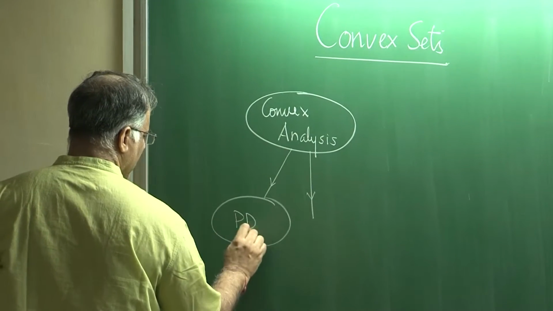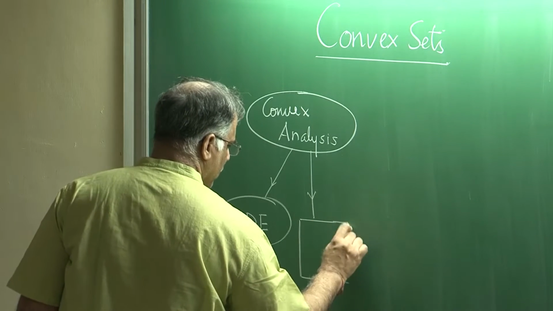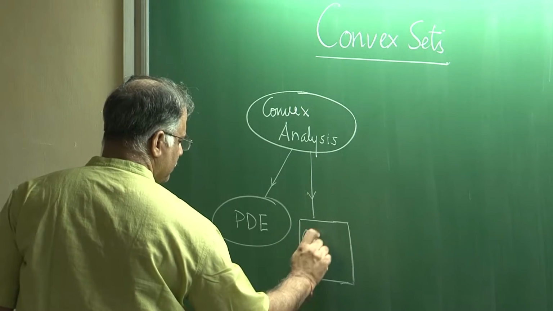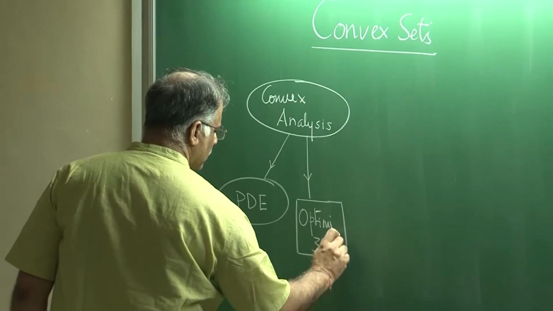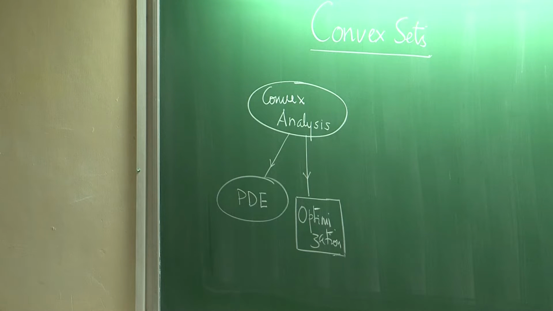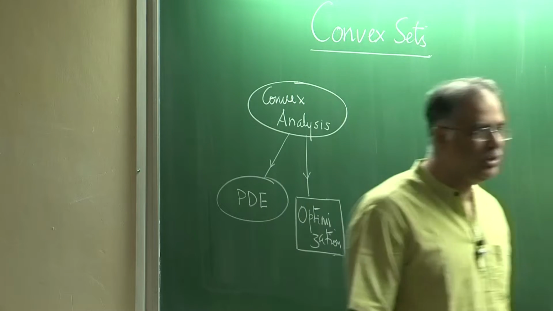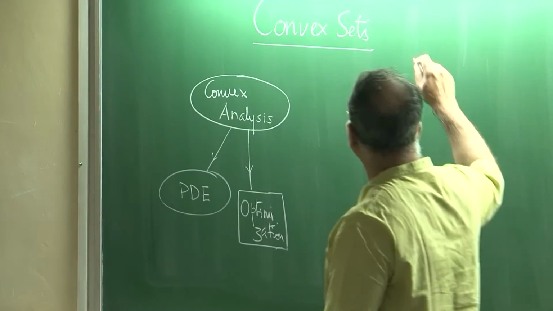An important area where it is applied is PDE, partial differential equations. But the most important area which feeds this subject and which this subject feeds is optimization. There are many areas in which convex analysis comes to the fore, but optimization is where it is absolutely central. Without a knowledge of convex sets and convex functions, any understanding of modern optimization makes no sense. Okay. So, we are going to talk about convex sets.